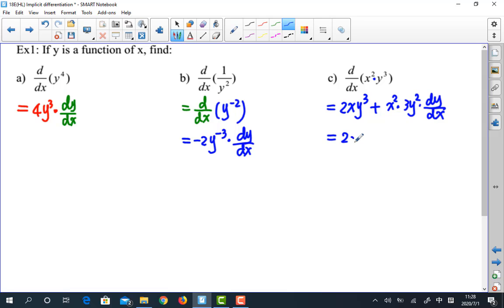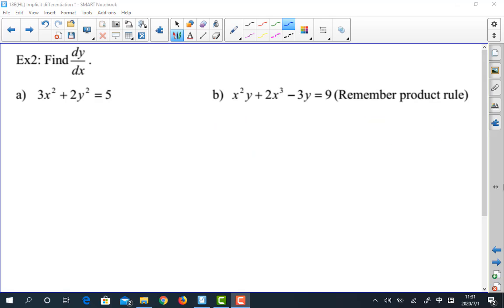If you want to simplify this one a little bit in a more organized way, it should be 2xy cubed plus 3x squared y squared dy over dx. Find dy over dx in each of the more complicated equations in example 2. Let's look at this one. There's no need to isolate y, even though you can do this in this case. But I don't want to isolate y. I will apply the implicit differentiation method to find dy over dx.